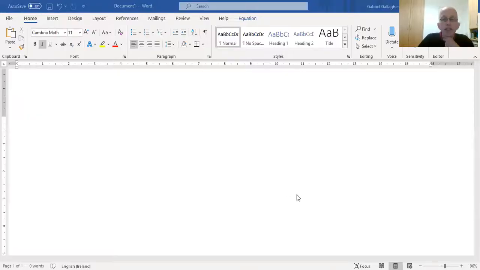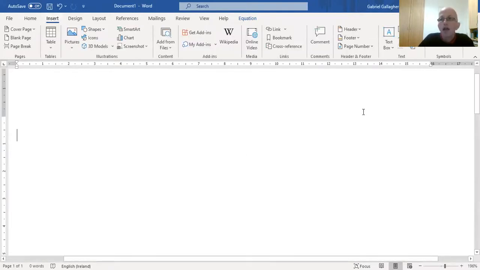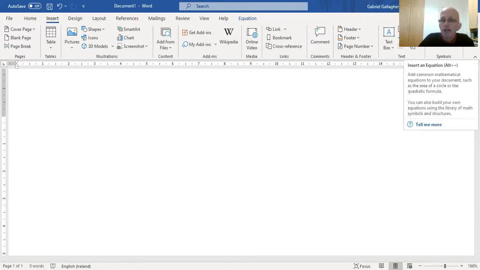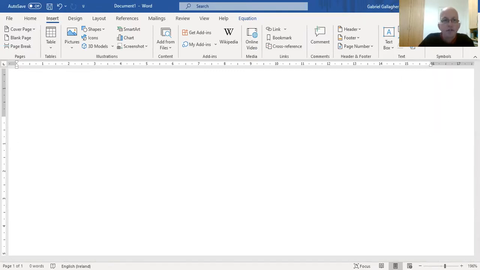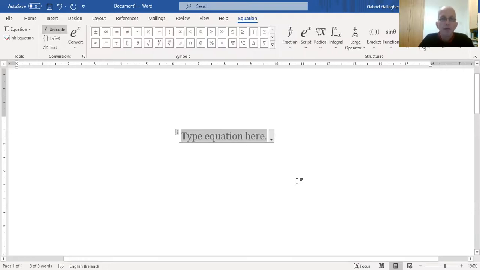I am going to share the screen first of all, so that you can see what I'm doing in Word. There we go. So this is Word. We're up and running. We start with insert. We're going to insert an equation. When I click on insert, equation appears in the top right hand corner. Click on equation. It finally appears for me.